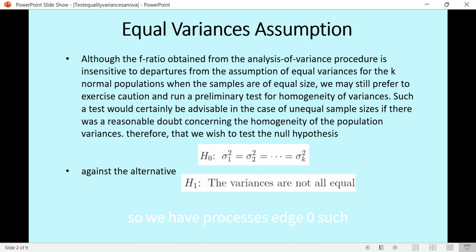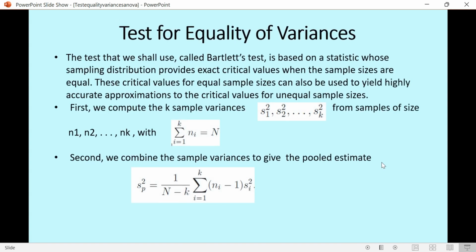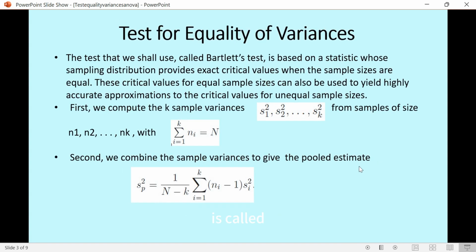So we have the hypothesis H0 that all the variances are the same, against the alternative H1 that the variances are not the same. The test method is called Bartlett's test because we will use Bartlett's distribution. This distribution is not very often used, but it is used in the test for equality of variance in ANOVA. First, we calculate all the sample variances S1 square, S2 square, and so on for the different treatment groups.